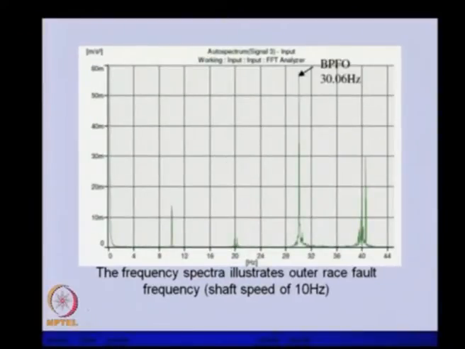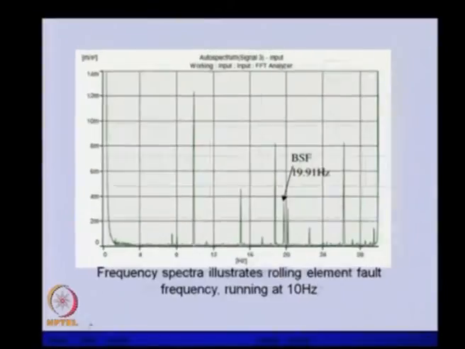Similarly, this is for the outer raceway fault frequency, and this is very predominant, and the value which we calculated earlier is close to this, and based on the speed of the rotor they may change, as we have seen in the previous calculation. Similarly, this is for the rolling element fault at 10 hertz. So, some spikes we can see.